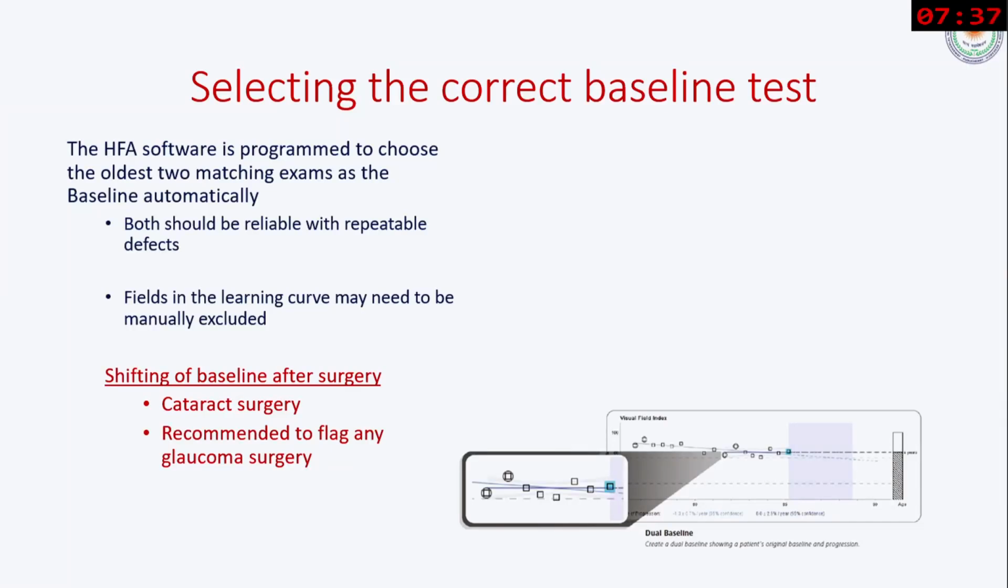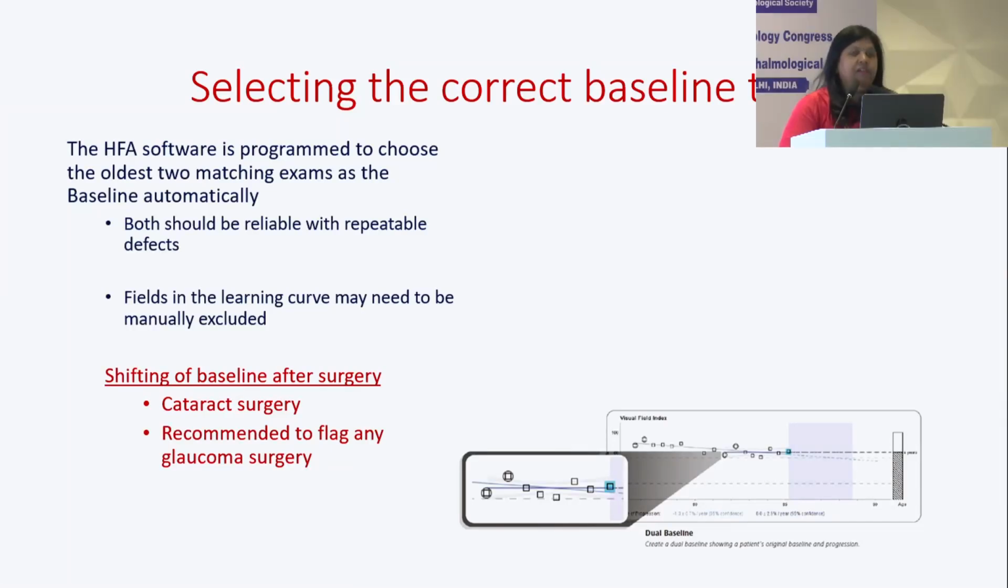So both should be reliable with repeatable defects, and fields in the learning curve may need to be manually excluded. So that's important. One has to exclude them beforehand. One must also take a little bit of care to shift the baseline after any surgery.